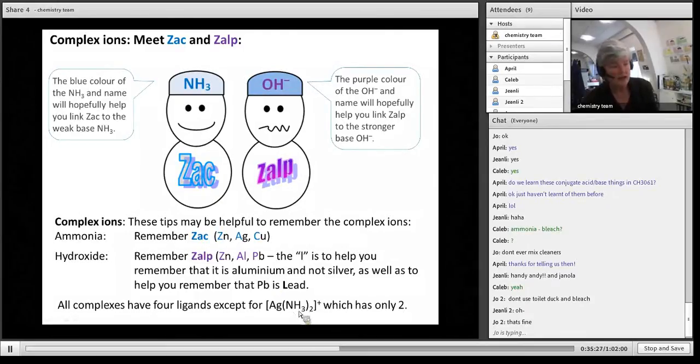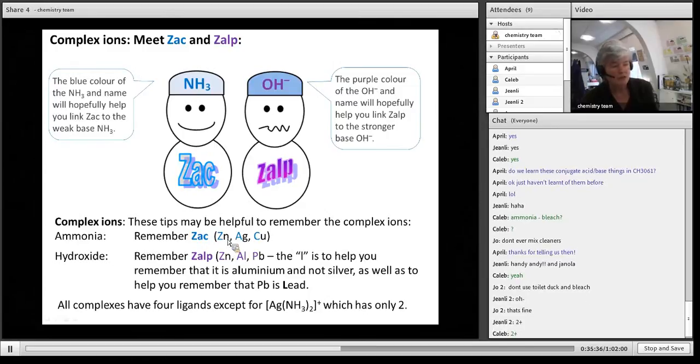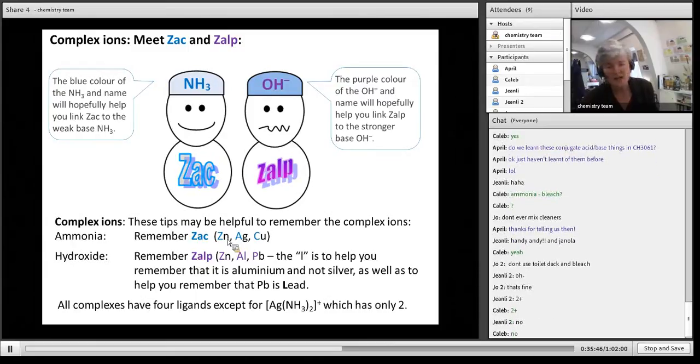Okay, and the charge is very easy to work out, because if I have zinc with 4 ammonias around it, what is the charge on the zinc ion? +2. If I'm adding 4 neutral NH3 molecules, is my charge going to change? No. So the charge on the complex ion of zinc with ammonia is +2.